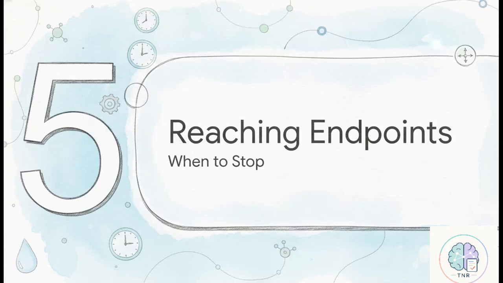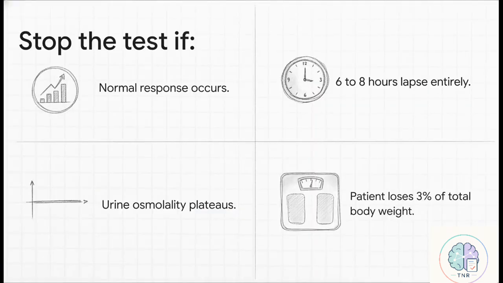Section 5. Reaching the endpoints. You literally have to stop the test immediately if just one of these 4 events occurs. First, if a normal response occurs. A normal response is when urine output actually decreases and urine osmolality naturally rises to somewhere between 600 and 850. If this happens, it proves primary polydipsia, and you stop the test right then and there.